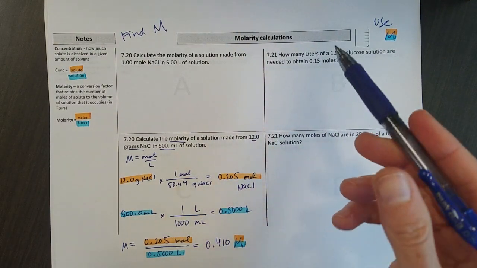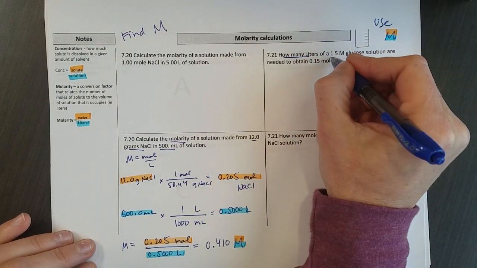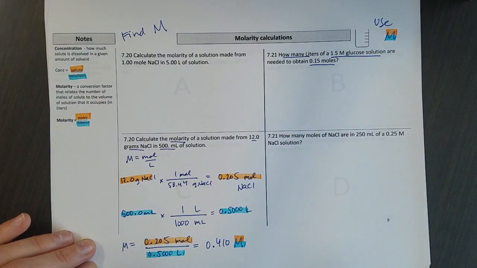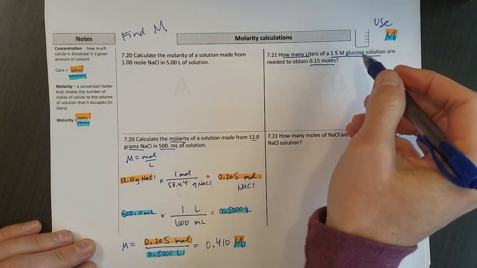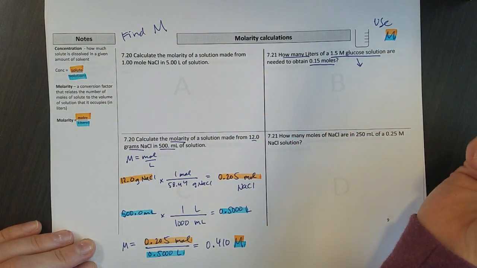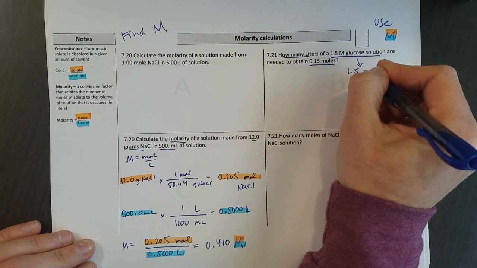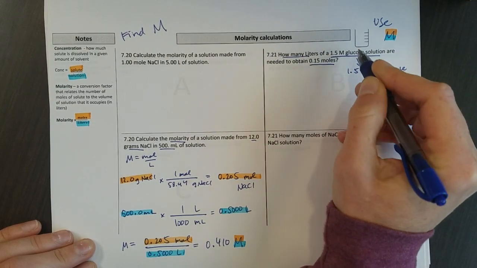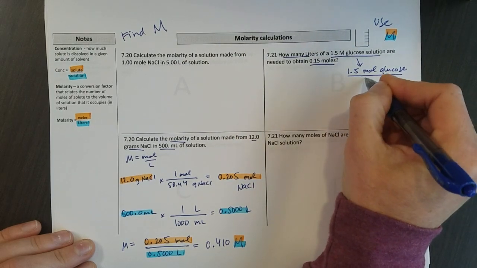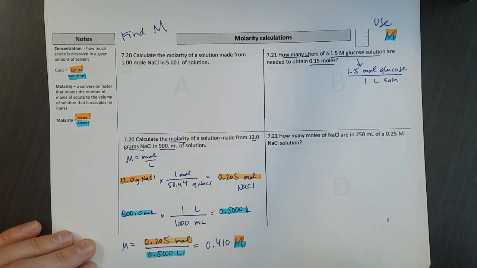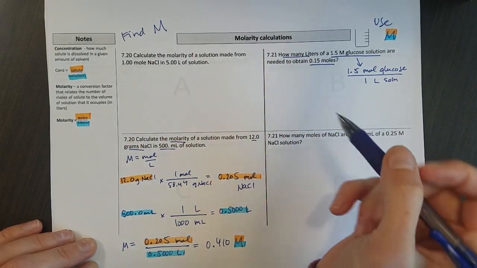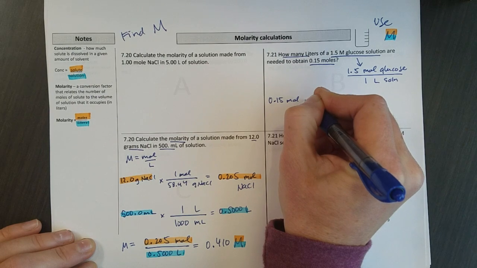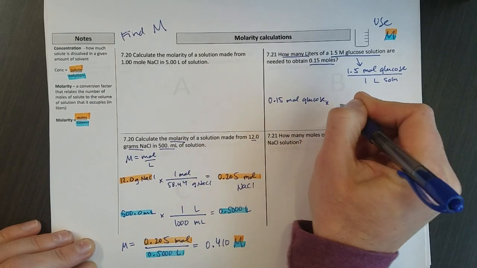How many liters of a 1.5 molar glucose solution are needed to obtain 0.15 moles? So first off, kind of like with the percent problems, I want to rewrite this 1.5 molarity as more like a conversion factor. So that would be 1.5 moles of glucose per 1 liter of solution. And then I can use this 0.15 as my starting point. So 0.15 moles, that would be of the glucose.